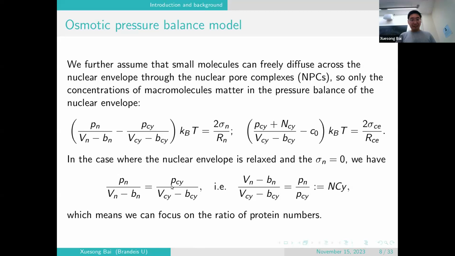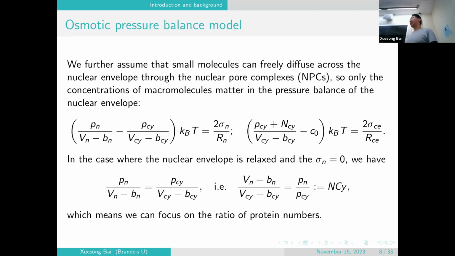If you rewrite this balance, we can see that these volume ratios are simply equal to these protein number ratios. We define this as this NCY ratio. I'll clarify what these Bn and BCY mean. They simply mean the minimum volume, which is the volume of those proteins themselves. So anyway, what this boils down to is that we can study the volume ratio by focusing on the ratio of protein numbers.